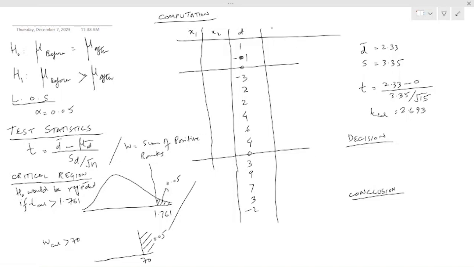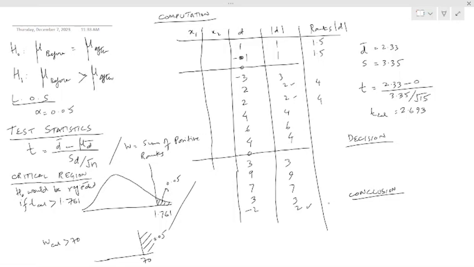Now we'll start by taking absolute values in the first place: 1, 1, 3, 2, 2, 4, 6, 4, 3, 9, 7, 3, 2. Now we start giving ranks to the absolute values of D. There are two ones, so their average rank is 1.5, assigned to both. Then 2 is occurring 3 times. If these numbers were different, they would have been assigned the ranks 3, 4, and 5. So we take the average of 3, 4, 5, that's 4, 4, and 4.